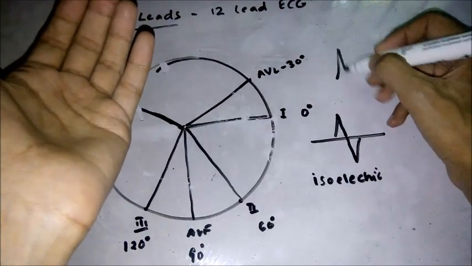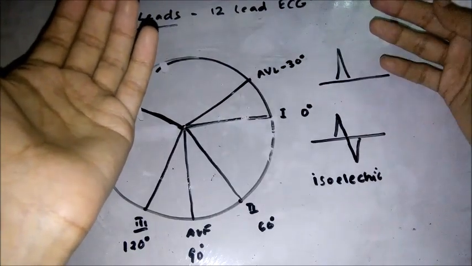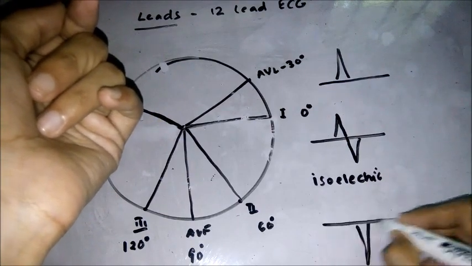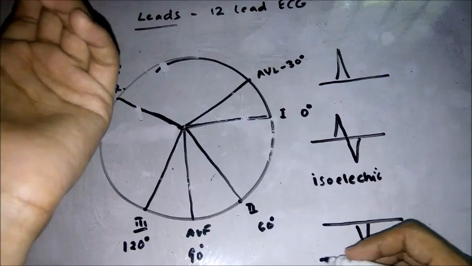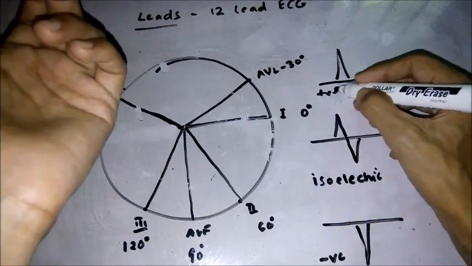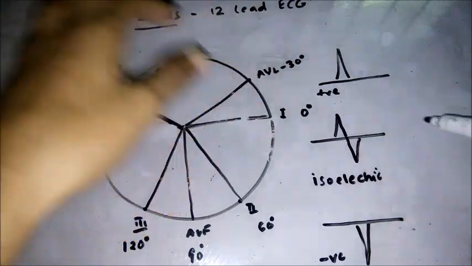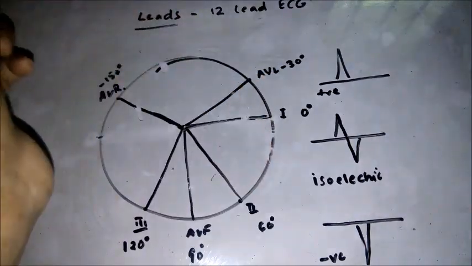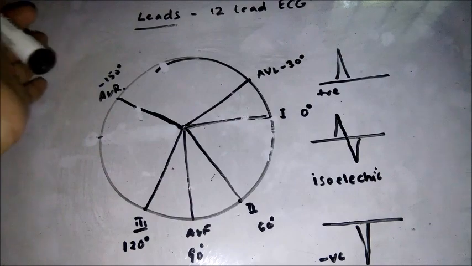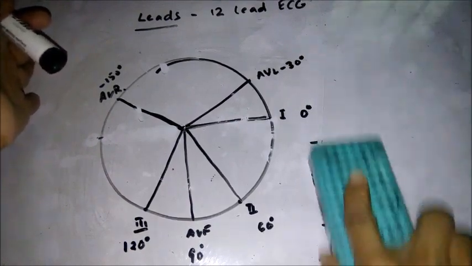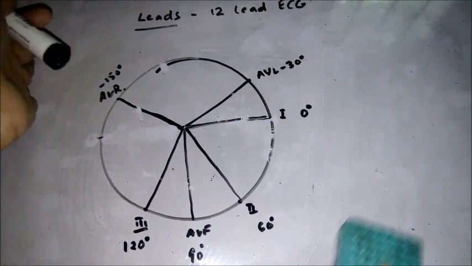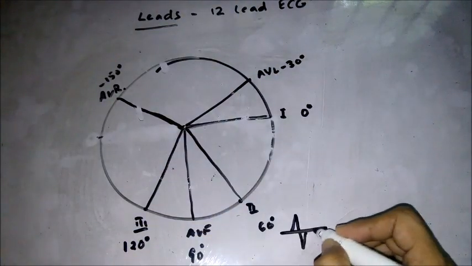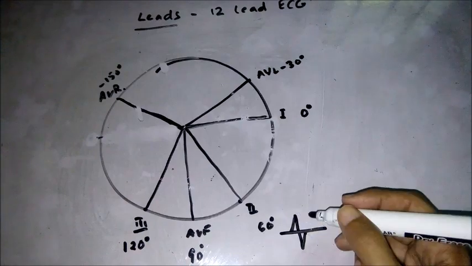You'll have some leads in which there's just a lot of positivity, and some leads where there's going to be a lot of negativity. So you're looking for the most isoelectric lead, which has equal amounts of positivity and negativity. For example, in the 12 lead ECG, we find that lead 2 has this kind of a waveform, and it's the most isoelectric of all leads.